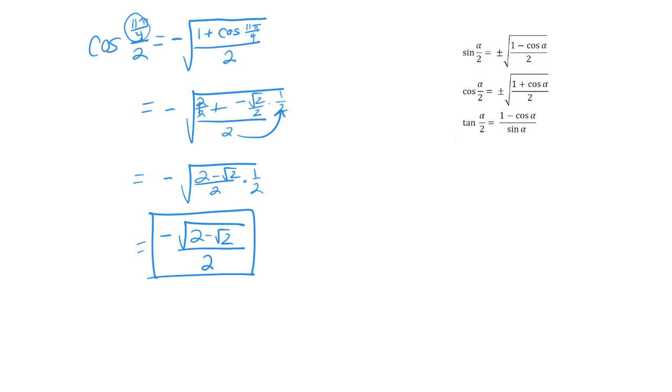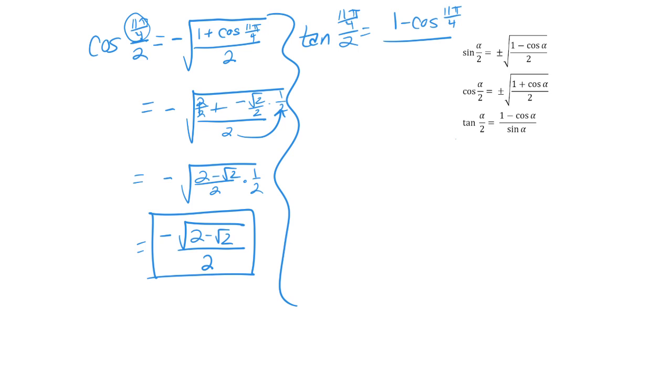Okay, last one. Let's do tangent. All right, tangent is going to be 11 pi over 4 over 2. So I'm going to use the 11 pi over 4. It's going to be 1 minus the cosine of 11 pi over 4 over the sine of 11 pi over 4.